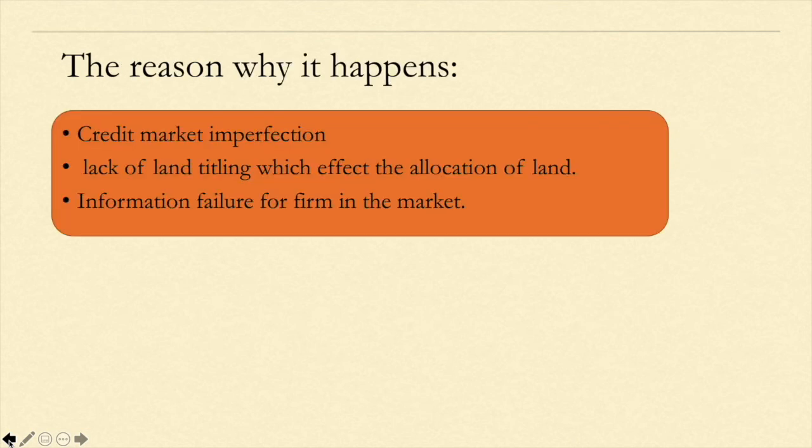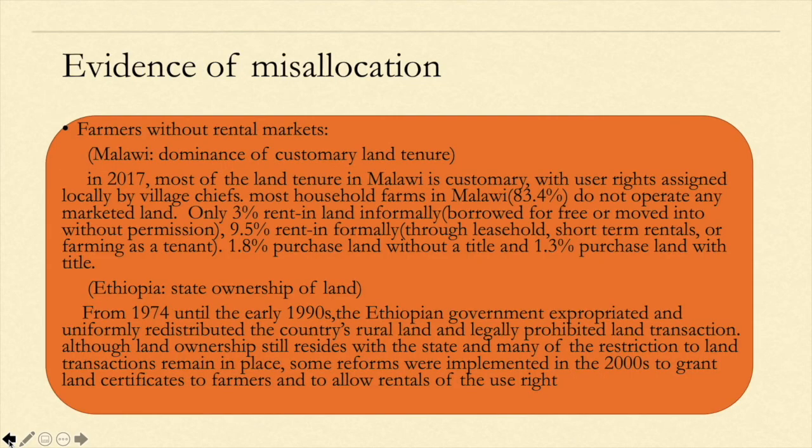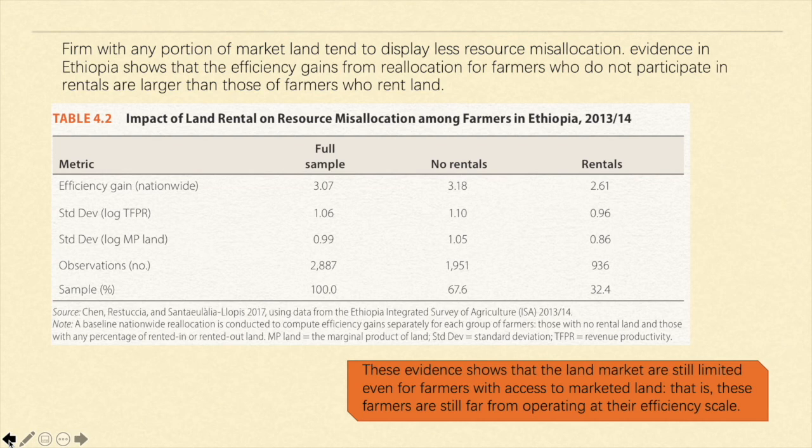Here is some evidence of misallocation that I found from both Malawi and Ethiopia. There is a significant lack of market land resources, even though the government tries to solve the problem. It doesn't work so well. Table 4.2 shows that the efficiency gains are large for farmers who rent land. The data indicates that land markets are still limited, even for farmers with access to marketed land. They are still far from their efficient scale.